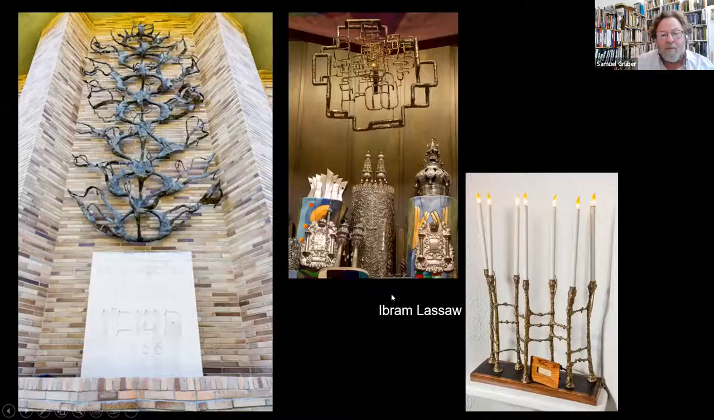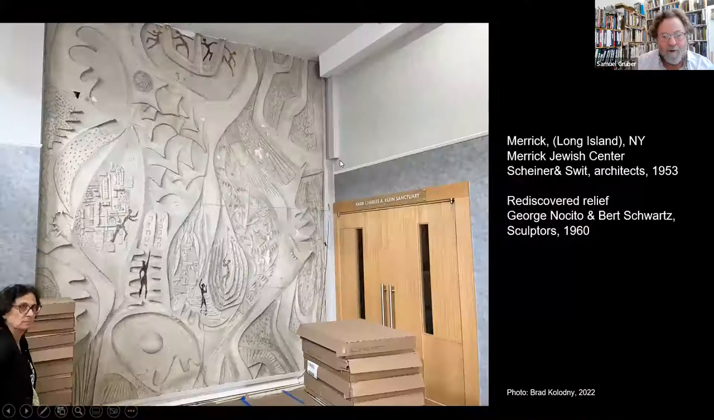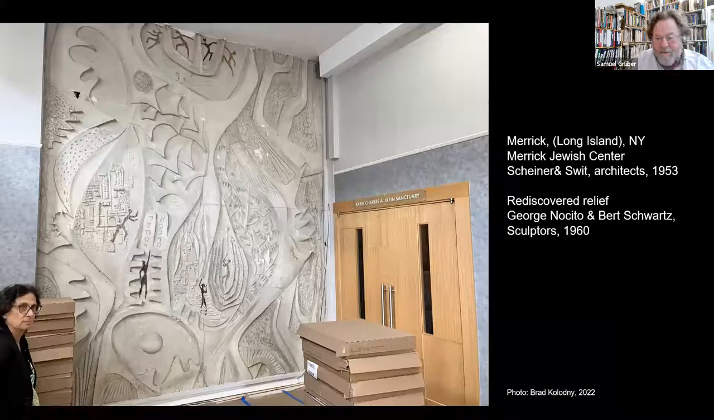So they're sitting in an arc in this very traditional design, but under this extraordinarily new and different type of ner tamid above. Now I'm going to show you something that nobody has ever seen, unless you're on one or two Facebook pages. My friend Brad Kolodny, who is the president of the recently founded Jewish Historical Society of Long Island, sent me these this week. They were just uncovered. This huge relief work was just uncovered this week in the Merrick Jewish Center in Merrick, Long Island, in New York.